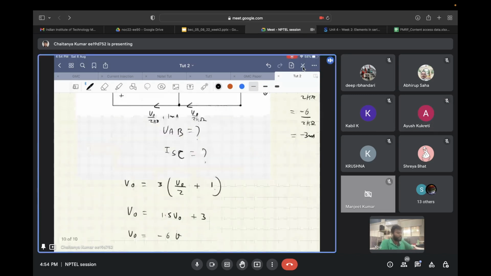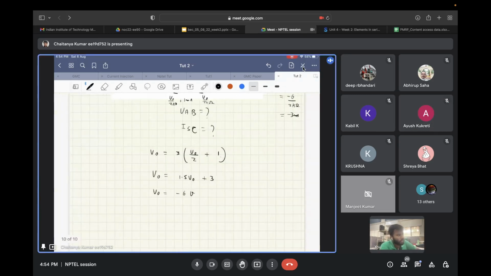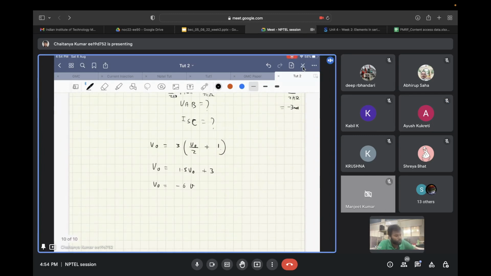So this is called passive sign convention. For all the passive devices, since the passive devices always dissipate power, what we consider is that the positive power is the dissipated power, and the negative power is the supplied power. So if the voltage across this is V and the current going in is I, power is equal to V times I.